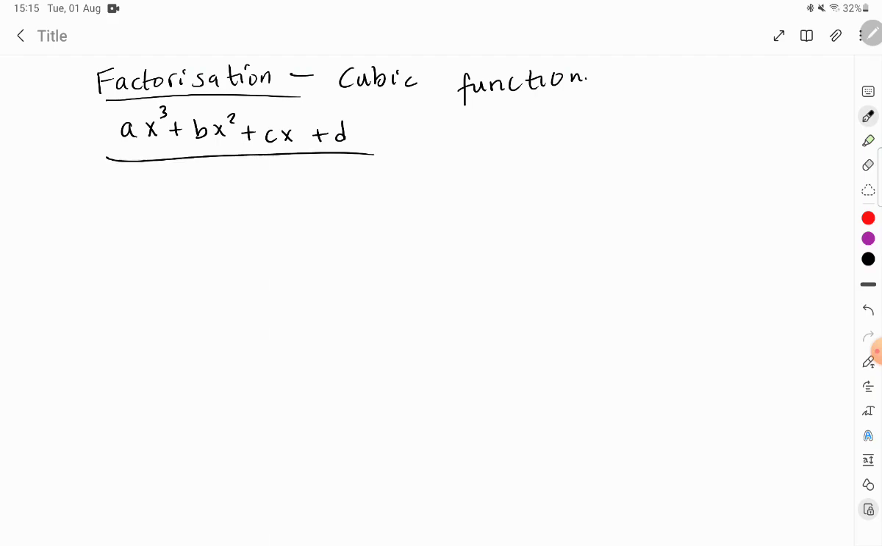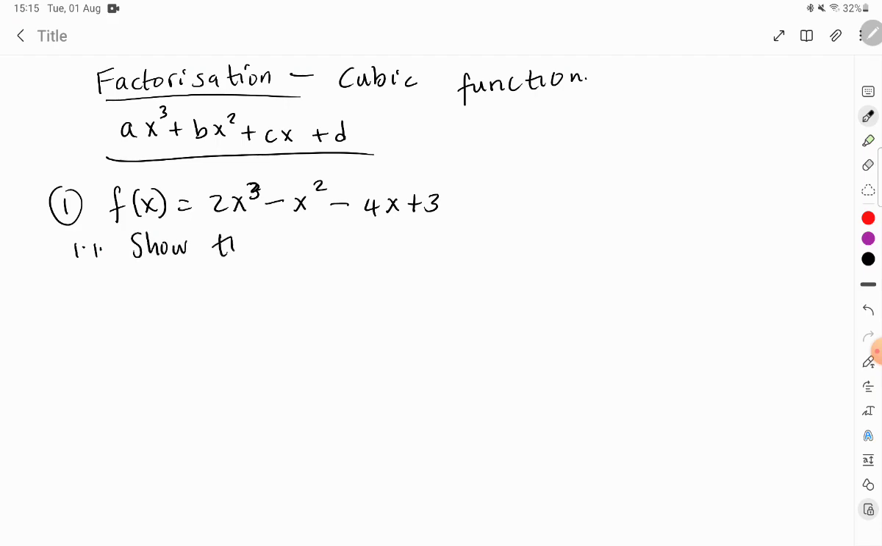So I'm going to give us an example right now for us to look at. Let's say this is our first example. We call it example 1. You're given that f of x is equal to 2x cubed minus x squared minus 4x plus 3. The first question that you are asked here is to show that x minus 1 is a factor. Then number 2, fully factorize f.